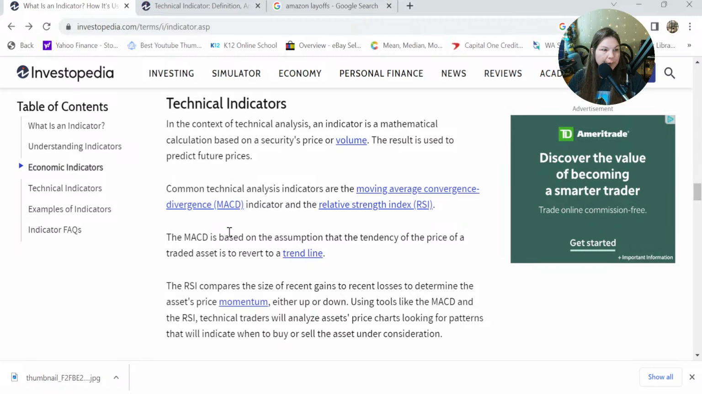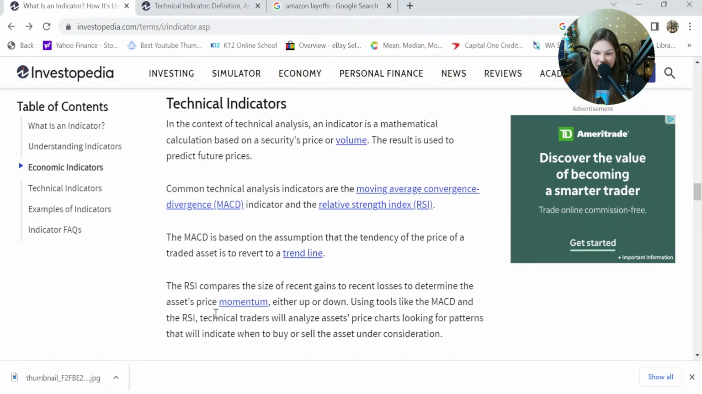She's like a kangaroo. So common technical analysis indicators are the moving average convergence divergence, MACD, indicator and the relative strength index. We've heard these a million times, guys. I've said MACD, we've heard RSI a million times. These ones are helpful, and I know they're helpful because I've already seen a lot of videos of people using them. The MACD is based on the assumption that the tendency of the price of a traded asset is to revert to a trend line. And that's that line I showed you yesterday going up and down. We'll take a second look at it today.